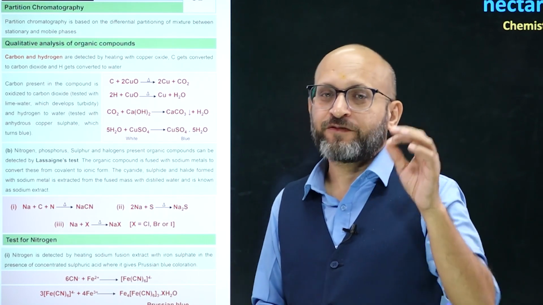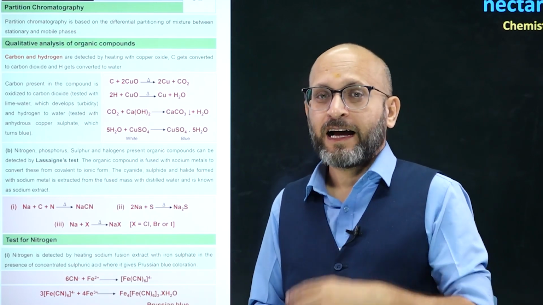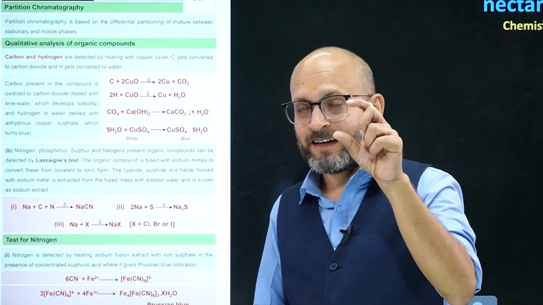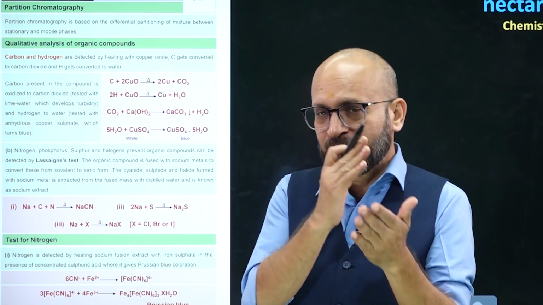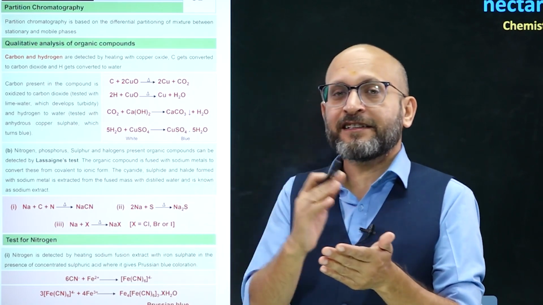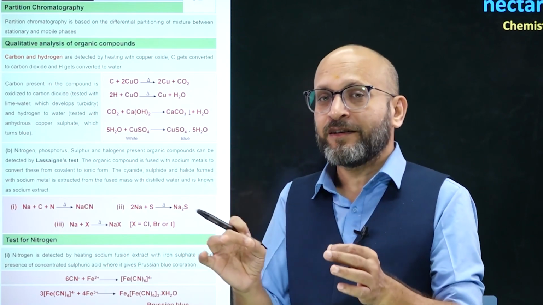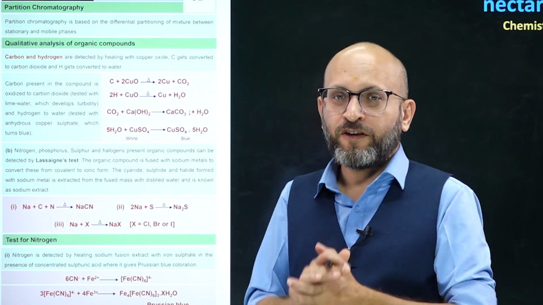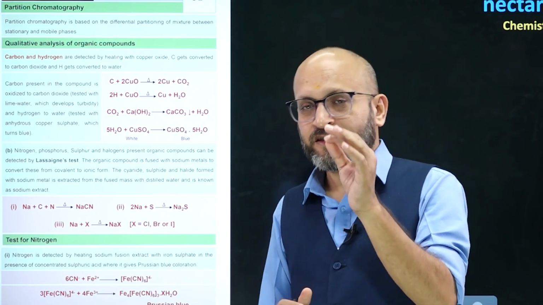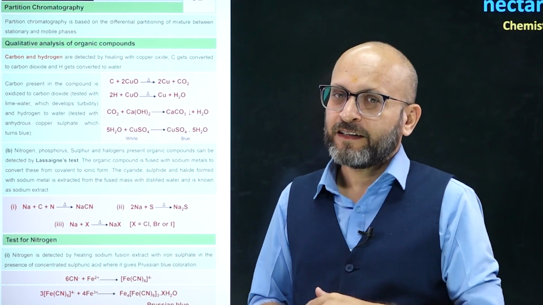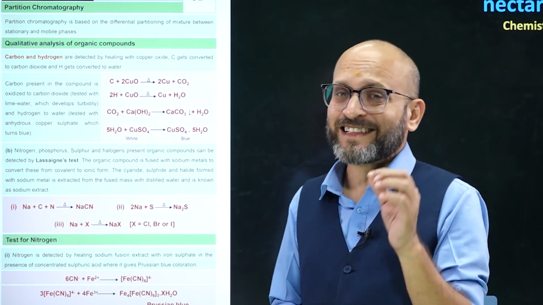Copper reacts with oxygen to form copper oxide, and copper oxide then attaches to carbon and we get carbon dioxide. So if carbon is present in the organic compound, it is converted into carbon dioxide, and carbon dioxide reacts with lime water to turn it milky. If milkiness appears, then you identify that CO2 must have been there, so carbon was present in the given compound. Next is hydrogen. How do we test hydrogen?